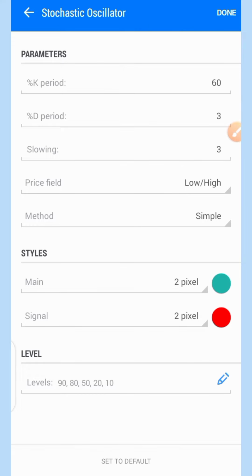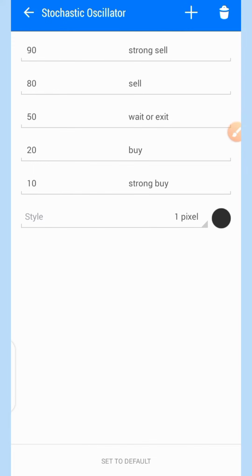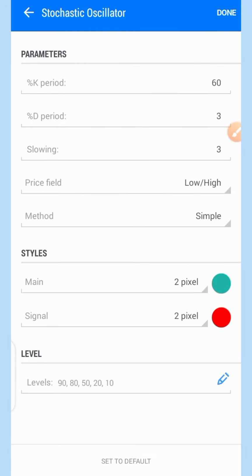This is the stochastic. You can screenshot it. The K period is 60, D period is 3, slowing 3, price field is low/high, method simple, main 2 pixel. You can see the color green. You can choose any color of your choice. Signal 2 pixel red. And for the levels here, you can see 90, 80, 50, 20, 10. 90 is a strong sell, 80 is sell, 50 wait or assist, 20 buy, 10 strong buy. You can choose any color of your choice. If you are using black charts, you can choose white for this. Now we are using white; you can choose black so that you will see it clearly. So that is that on stochastic.